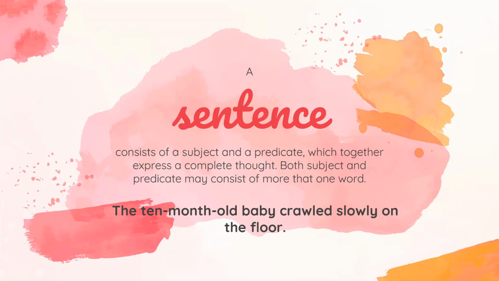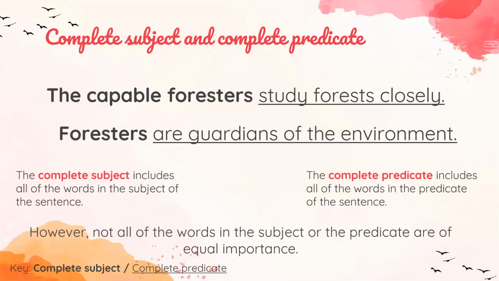For example, if we have "the 10-month-old baby crawled slowly on the floor," we have a long subject and a long predicate. However, if I took the last words from the predicate, remember that the predicate starts with the verb. In this case, the verb is "crawled." So we could not have "slowly on the floor" and it would still make sense. "The 10-month-old baby crawled." So the predicate could be just a verb, for instance. And in the case of the subject, we could have "the baby crawled" and it would still make sense. We do not need the description of the baby for the sentence to express a complete thought, okay? That is important. It could be long, it could be short, but it could still be a sentence.